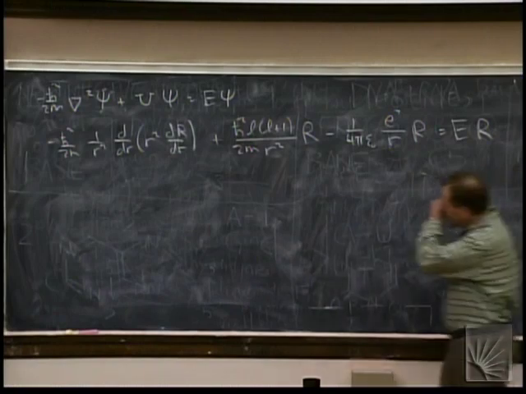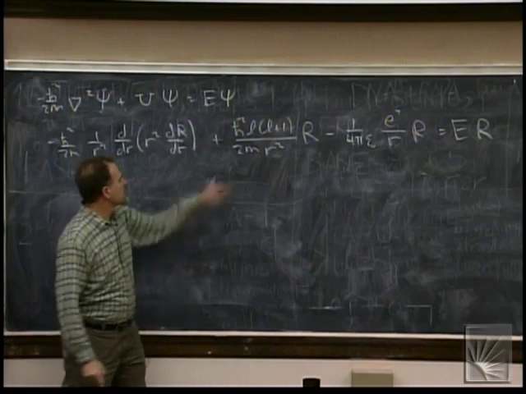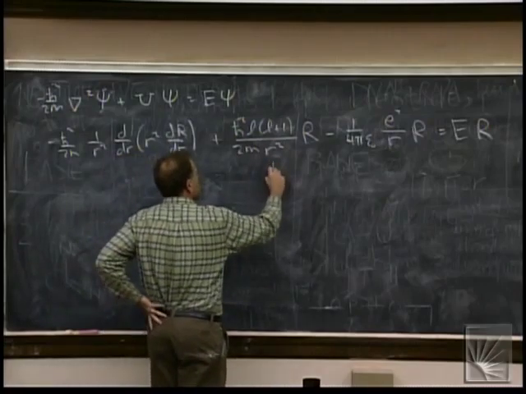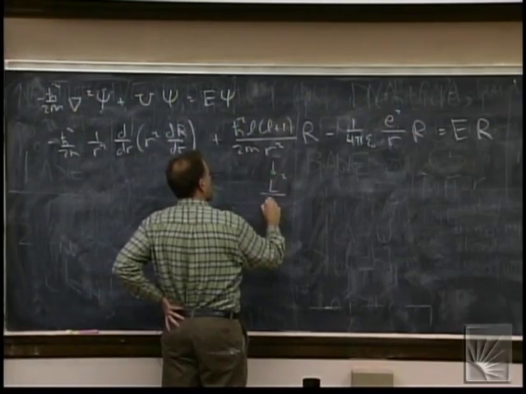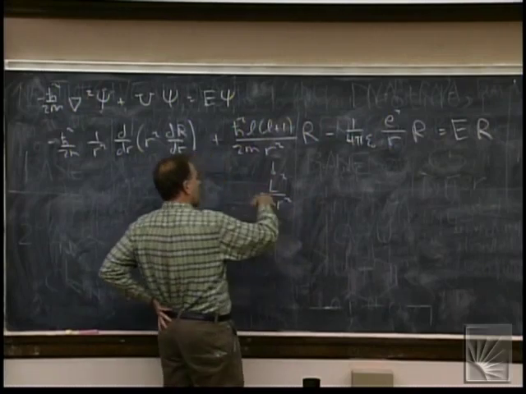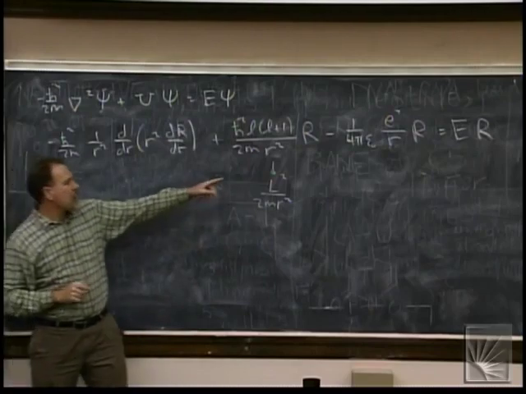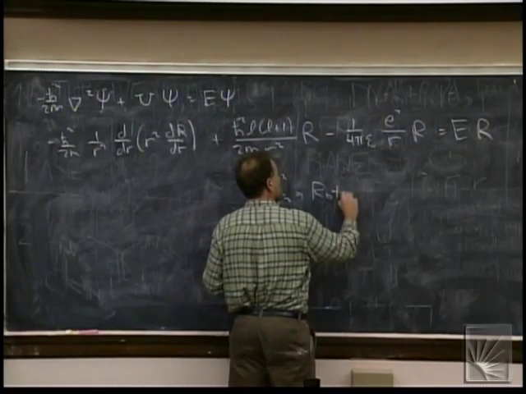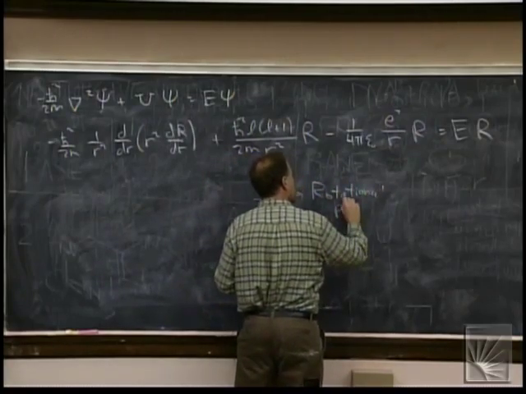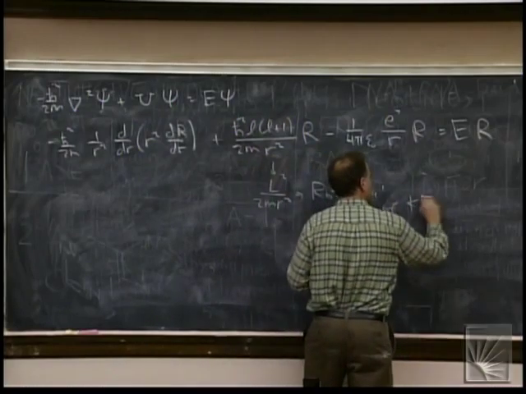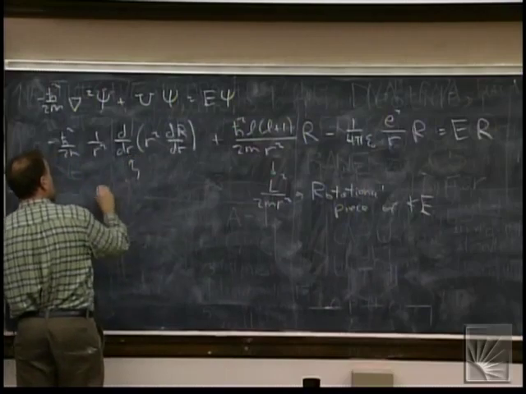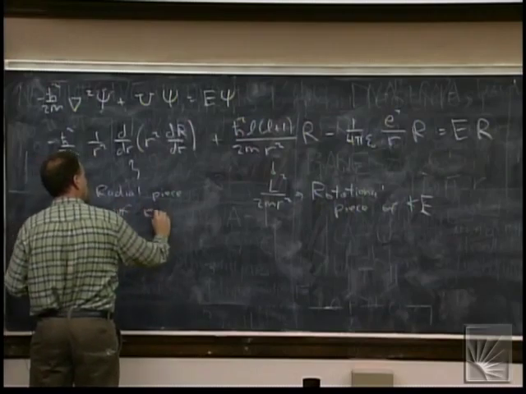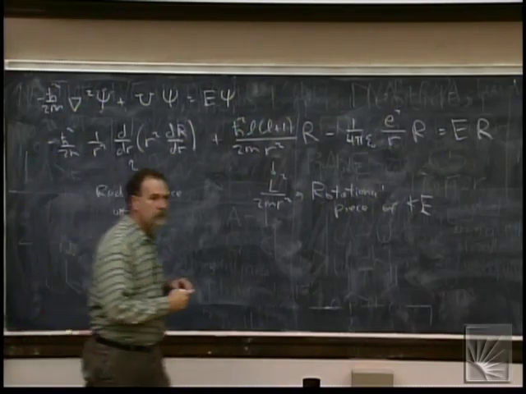I'd like to make one comment at this point. What is this term here? I mean, I just said what it was. The numerator is the eigenvalue of angular momentum squared. So this term is basically L squared over 2mr squared in a classical sense, where I'm not writing anything exact, I'm just dropping off the r and writing what this classically is. So this is just the rotational energy. This is the rotational piece of kinetic energy. And this is a radial piece of kinetic energy.